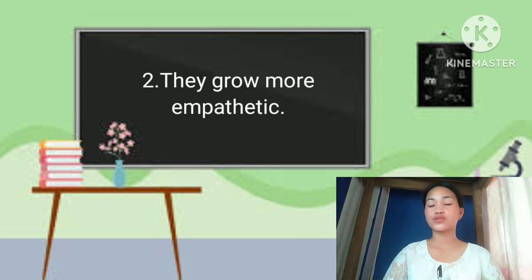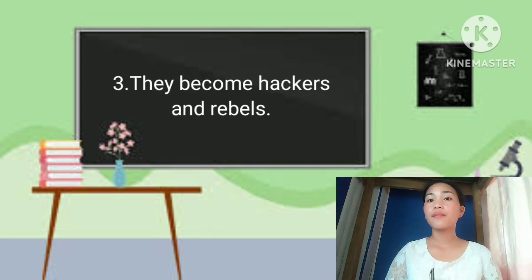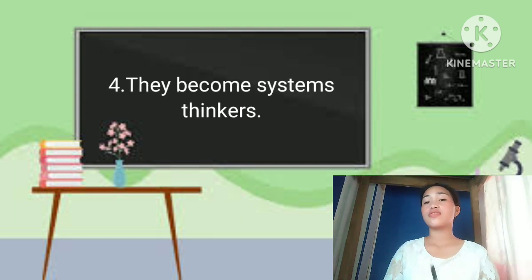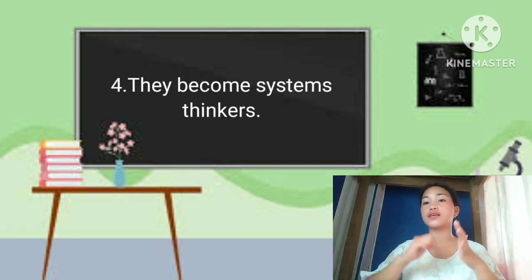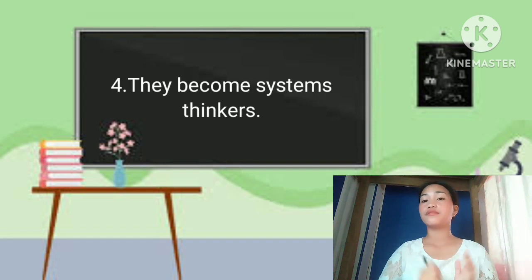pressing concerns. Number 3 is they become hackers and rebels. So just like, for example, in technology addiction, it is very important that we avoid and minimize that kind of addiction because it is not good for us and for all the students to be addicted to technology. Number 4 is they become system thinkers. So it uses concept mapping before, during, and after the project is completed.